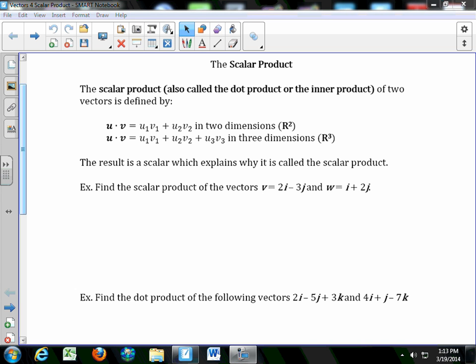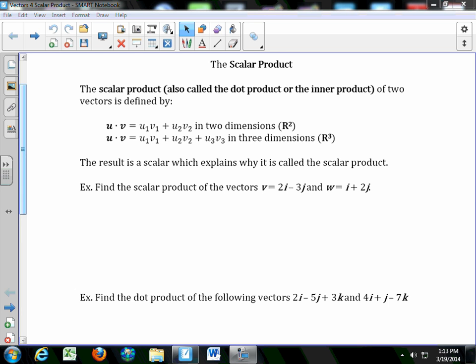So the scalar product, also called the dot product or inner product of two vectors, is defined by, if you have two vectors u and v, you take the x value of u times the x value of v plus the y value of u times the y value of v. That's in 2 dimensions. If you have 3 dimensions, again, you take the first two multiplied, plus the second two multiplied, plus the third two multiplied.